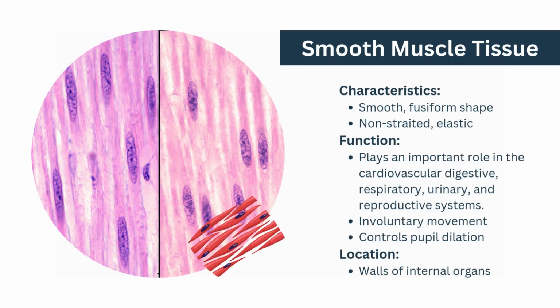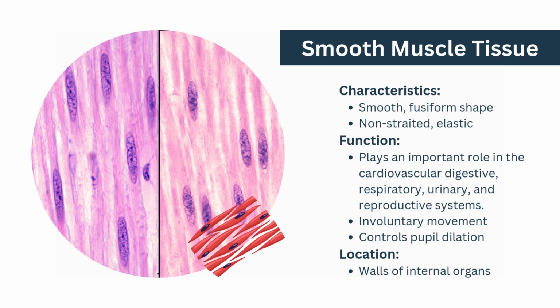Smooth muscle is characterized by involuntary movement, non-striated appearance, fusiform shape, and elasticity. It's found in many internal organs. It plays an important role in the cardiovascular, digestive, respiratory, urinary, and reproductive systems. It facilitates movement of the gastrointestinal tract of the digestive system.